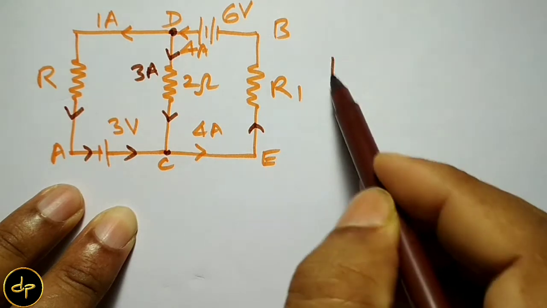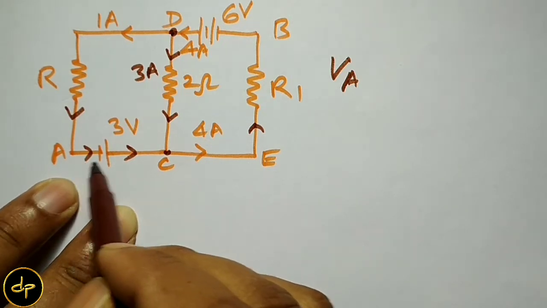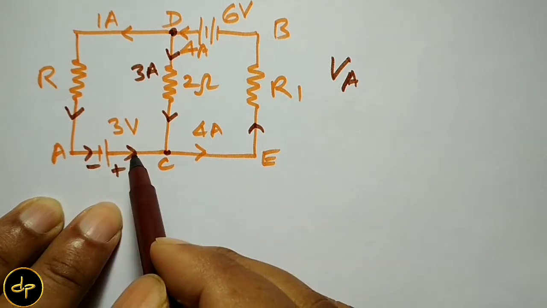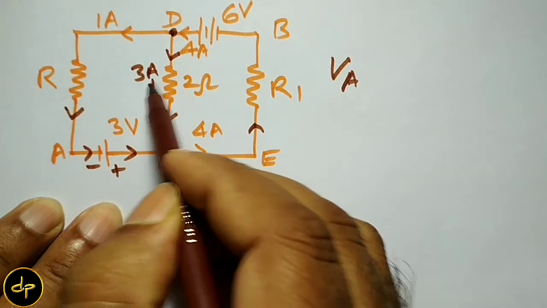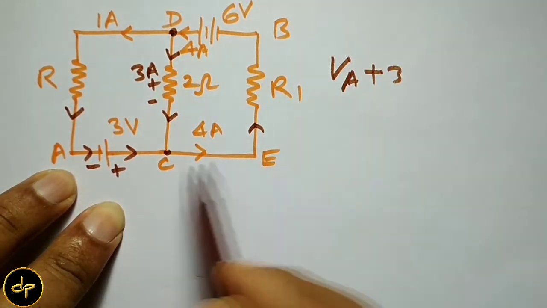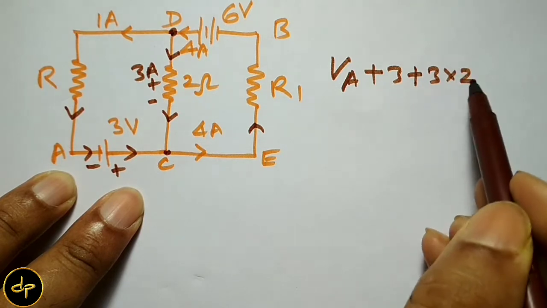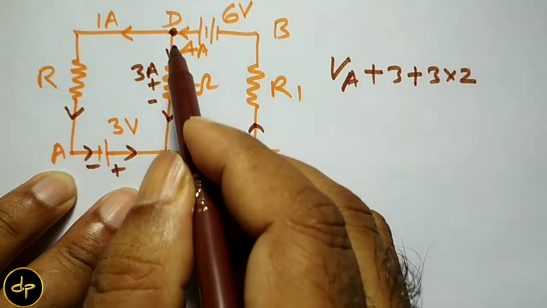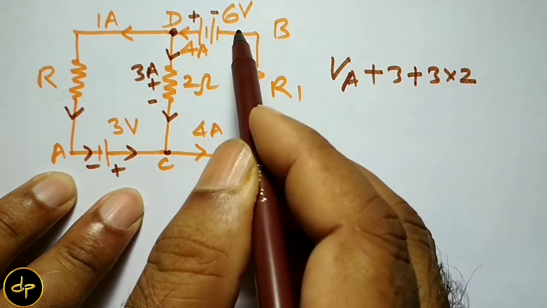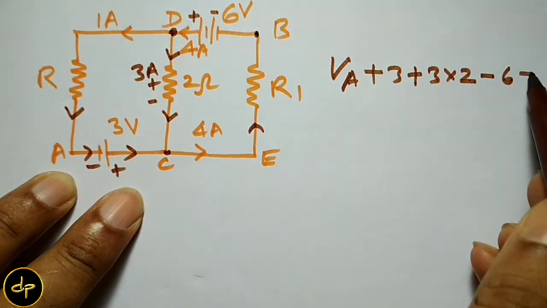So this is the potential at A, and then in this direction, suppose we will go on this line. This is minus and plus, so a rise in the potential. There is a current here in this direction. This is minus, this should be positive. So VA, and then a rise in the potential of 3 volt, and then in this direction again there is a rise of potential of 3 into 2, that is V equal to IR, potential drop. And then we will come from this line here. This is positive and negative, so there is a drop in the potential of -6 volt, and then we will reach the point VB.